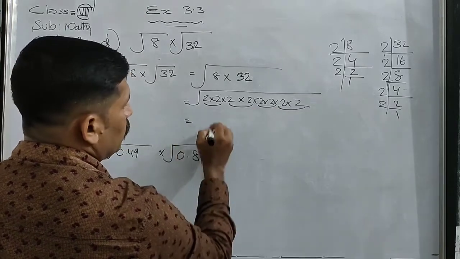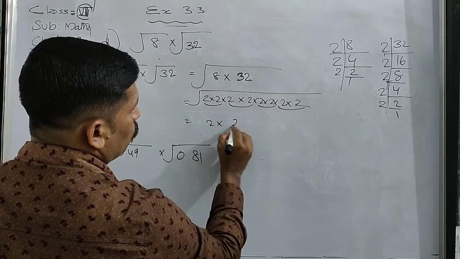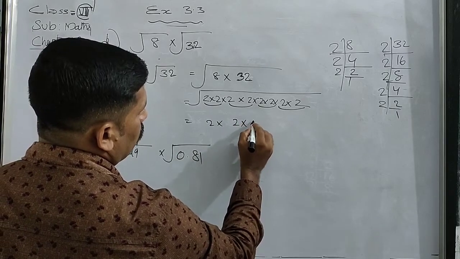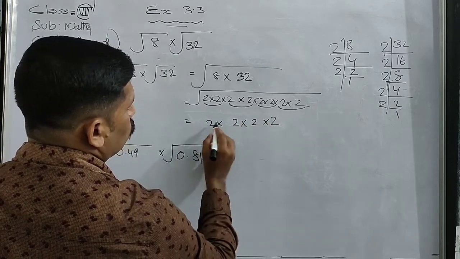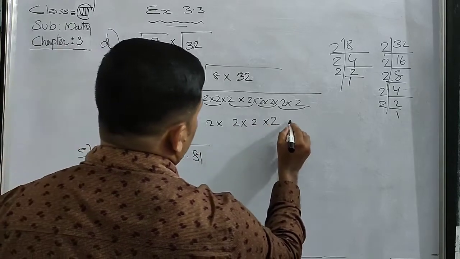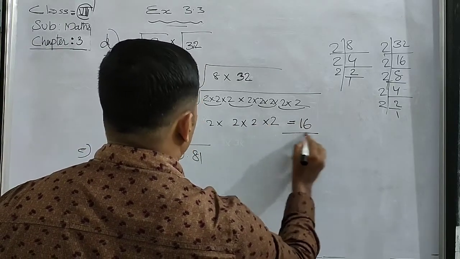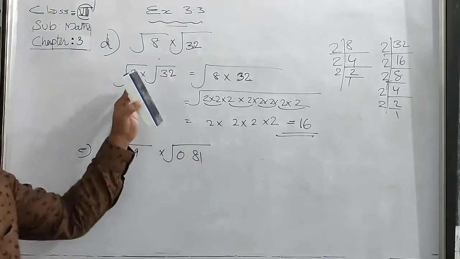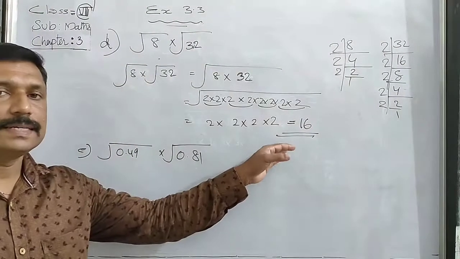Then from each group we take one factor 2, from this group one factor 2, and from here another factor, and here another factor. 2 2's are 4, 4 2's are 8, 8 2's are 16. So root 8 into root 32 is equal to 16.